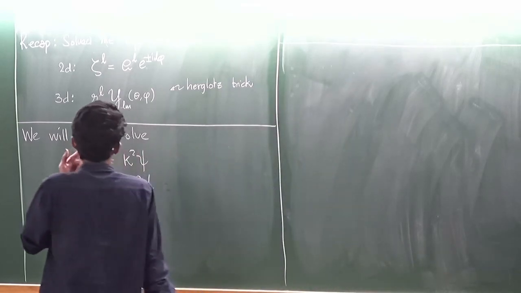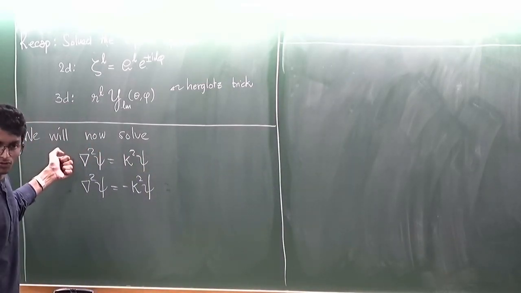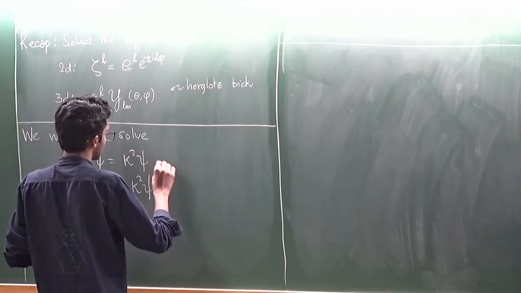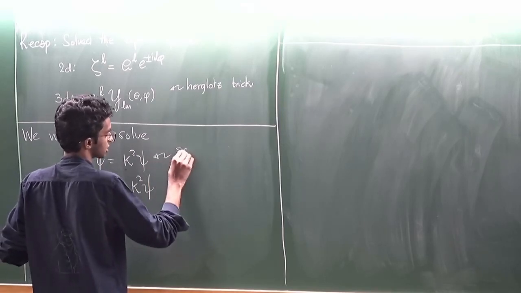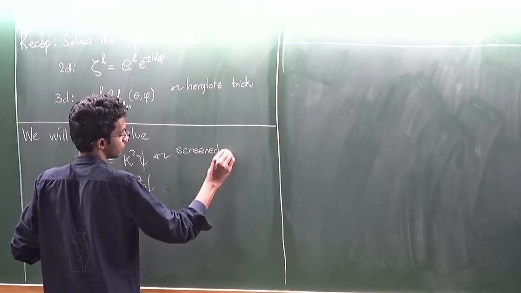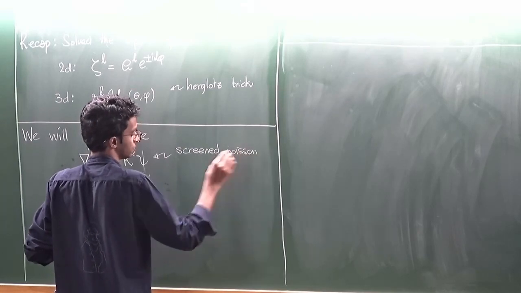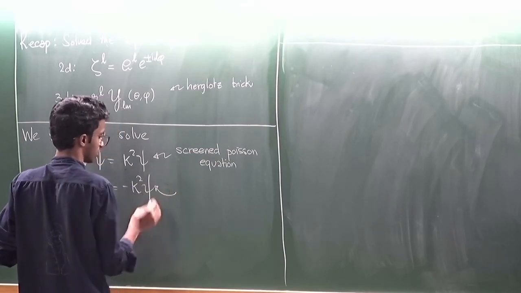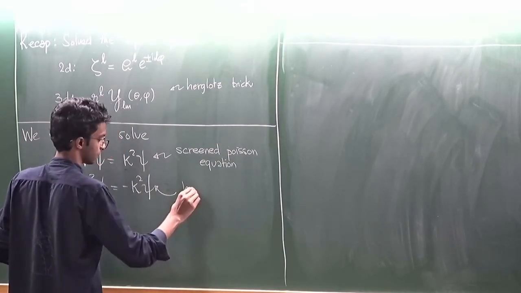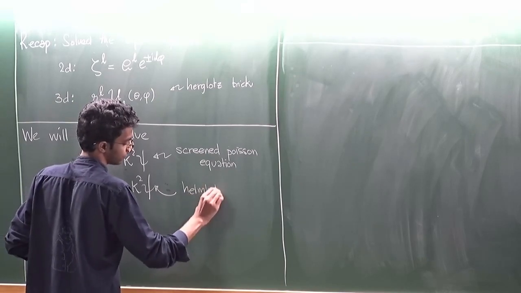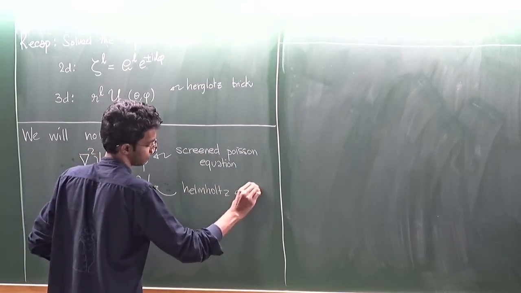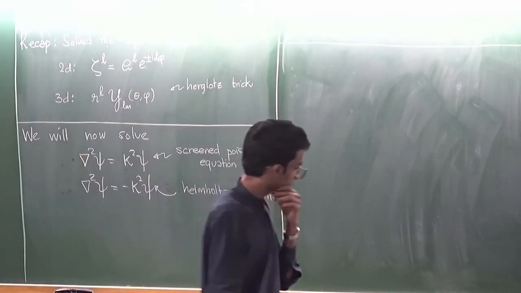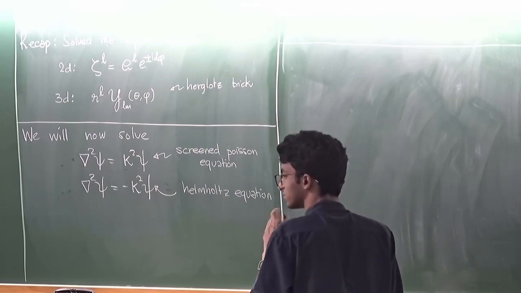Okay, so this is the positive eigenvalue problem of the Laplacian, this is the negative eigenvalue problem of the Laplacian. I will take kappa to be real. And this is usually called the screened Poisson equation. And this is called the Helmholtz equation. Right? So now we want techniques to solve these two equations.